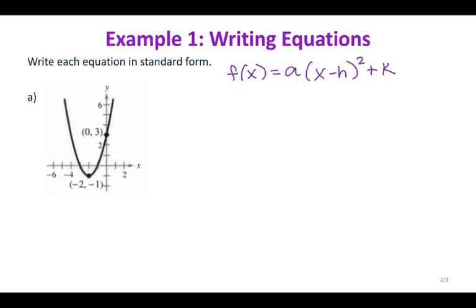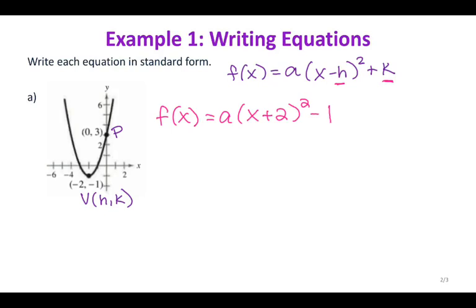Well, that (-2, -1) is your vertex. And then your (0, 3) is just some point that is on your graph. So my vertex is h and k. So what I can do is replace my h and my k in my function with -2 and -1. So let's start by doing that. So I have f of x equals a times x minus h, well I'm subtracting a -2, so that becomes x plus 2, quantity squared, plus k, k is -1.